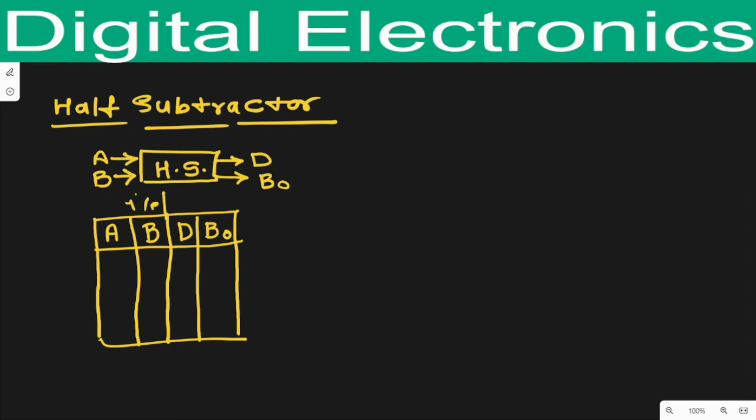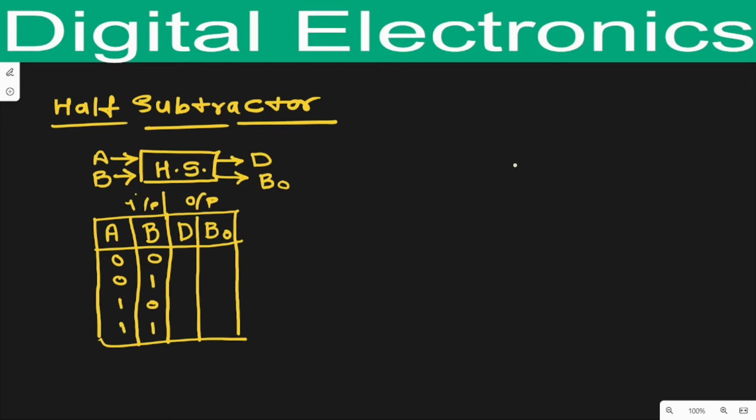Okay, so how many inputs are there? A and B are the inputs, and what are the outputs? D and B naught are the outputs. Because of the two inputs, four different combinations are possible: 0 0, 0 1, 1 0, and 1 1.